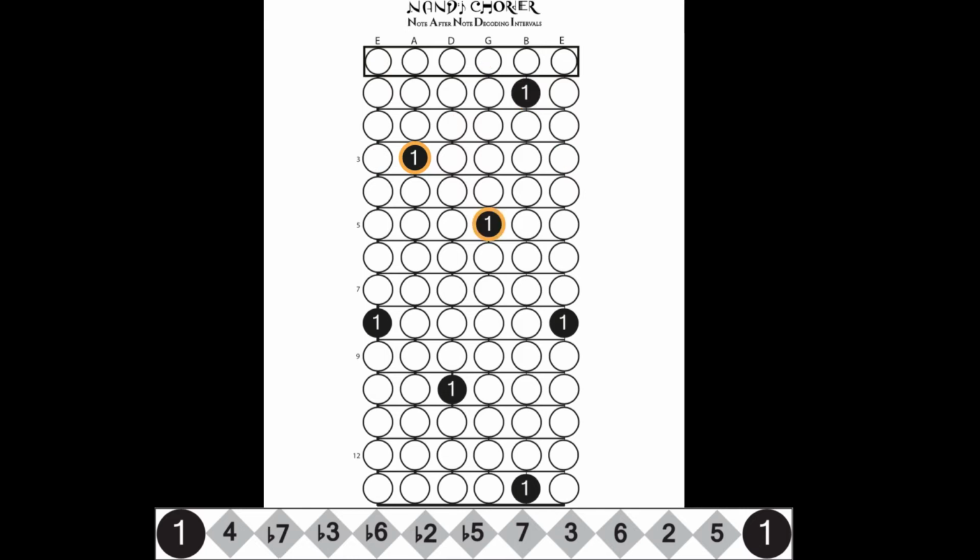Now let's look at the A shape. Here, you see a major third 1 fret below the lowest root. But moving from the G to the B string, a major third can be found on the same fret as the root.